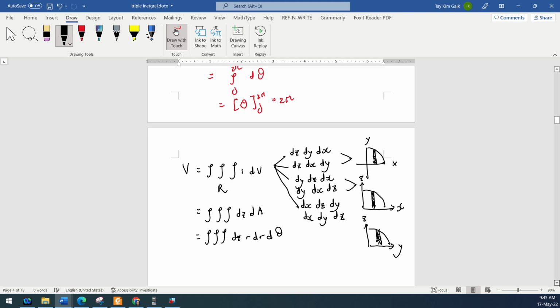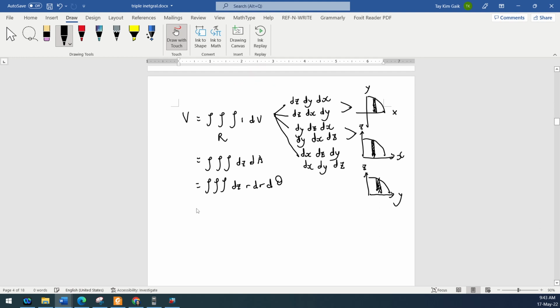So this is a triple integral. And then the cylinder is bounded, integrate with respect to z. So z is bounded from z equal to 0 until z equal to 2. So dz, then r dr d theta. R bounded from 0 to 1, theta 0 to 2 pi. So we integrate with respect to z first.